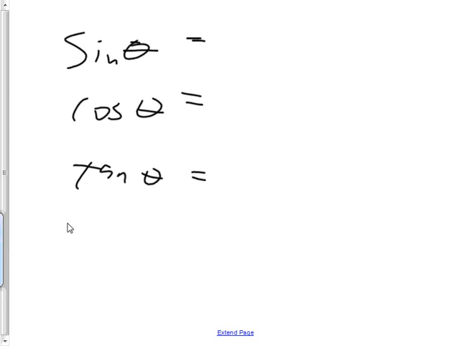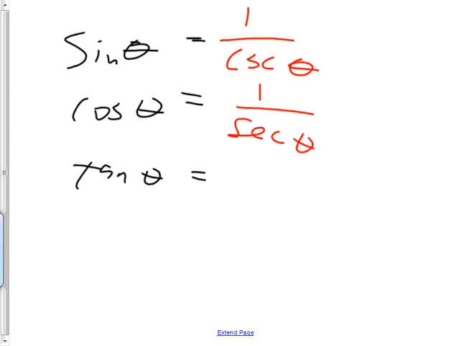Okay, we're doing some inverse review here. And there's a lot of identities. Inverses are one of the simplest ones. What goes with sine? 1 over cosecant. Who had that right? Raise your hand if you had that right. Okay, good. The cosine one is 1 over secant, and the tangent is not.